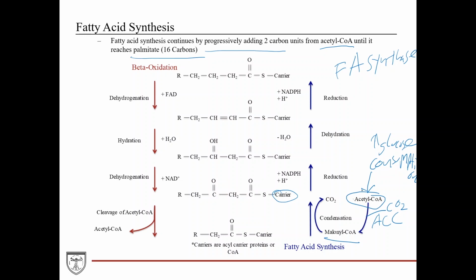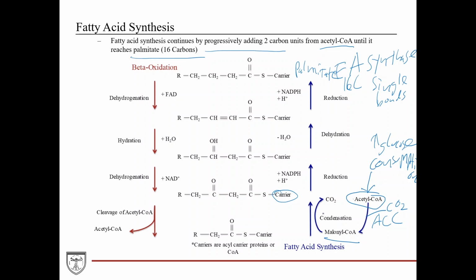And so this ends up providing a pool of acetyl-CoA from that excess glucose consumption. And that acetyl-CoA keeps getting added to this growing chain, keeps adding 2 carbons to this growing chain until you reach palmitate. And so the end goal here is to produce palmitate, which is 16 carbons, all single bonded.